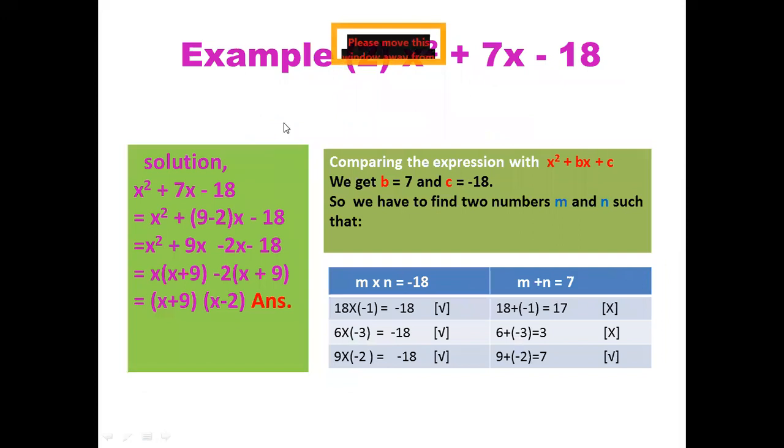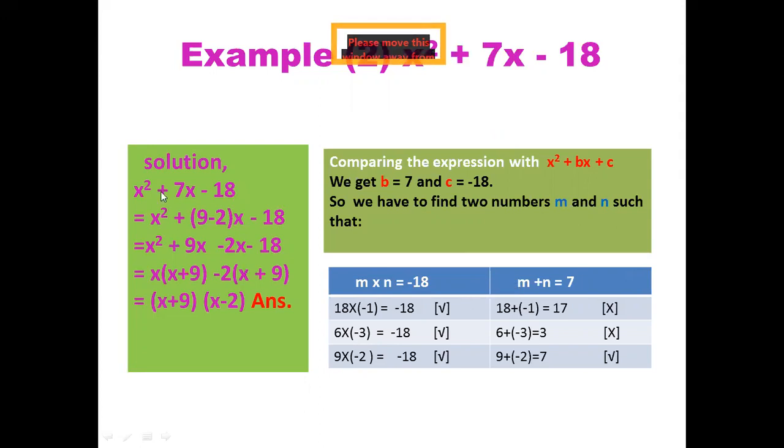In this example, the question is x square plus 7x minus 18. This is the question. Look here, middle one, b, we have to get 7, and this c we have to get minus 18. So we have to find two numbers, m and n, such that m into n should be minus 18 and m plus n should be plus 7.